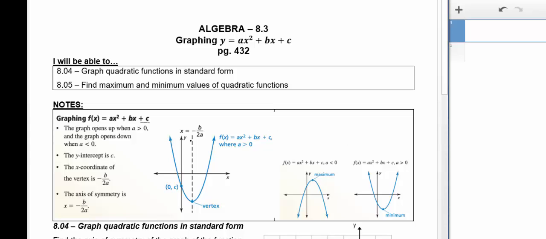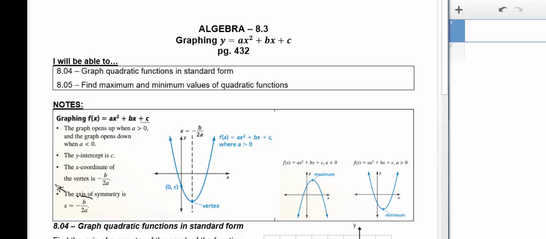Every parabola is symmetric, meaning it's a mirror image of itself. And there's a dividing line that cuts every parabola exactly into two equal pieces, pieces that are mirror images of each other. And that line is called the axis of symmetry.